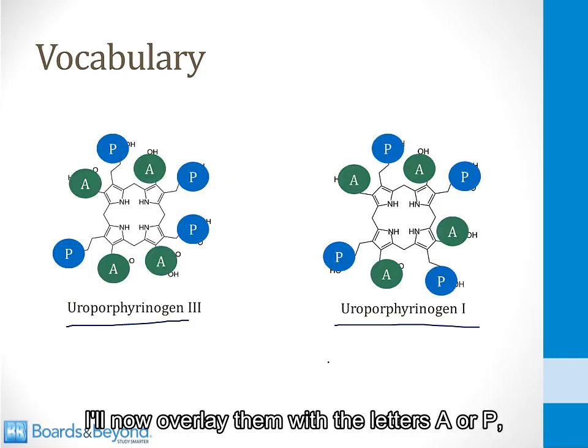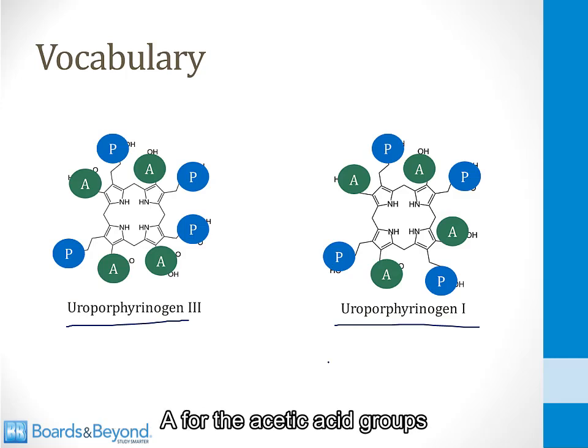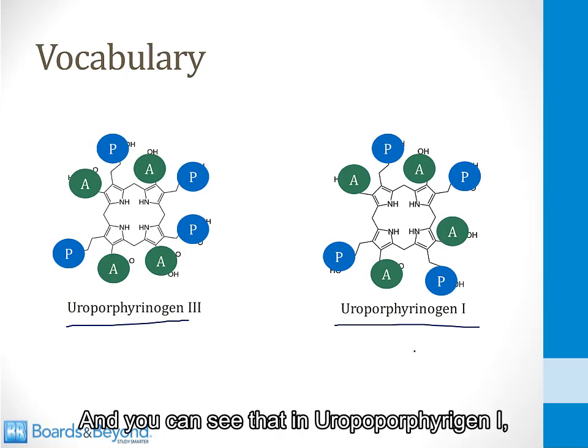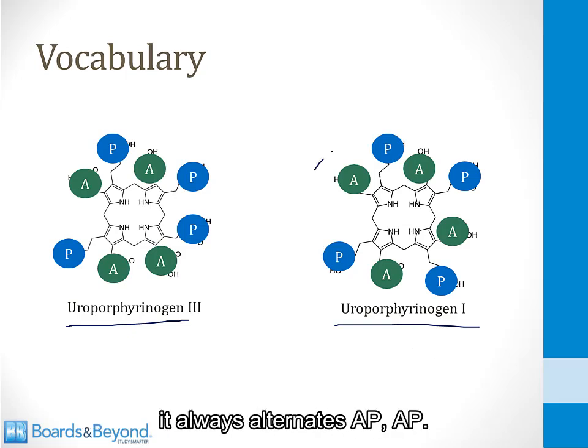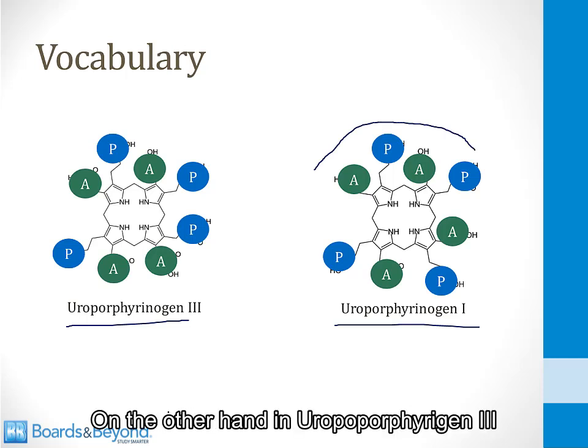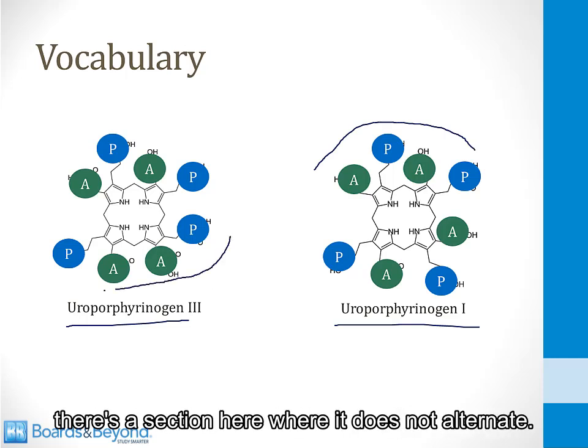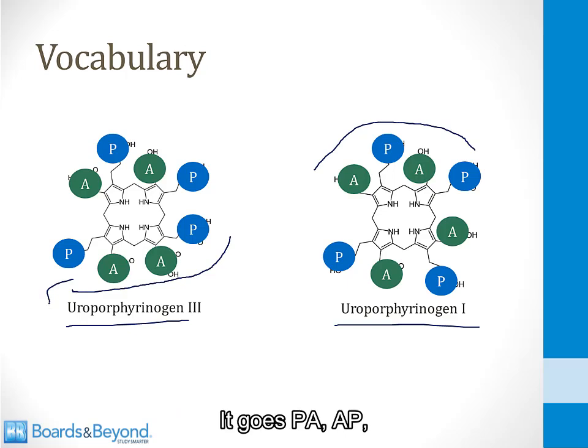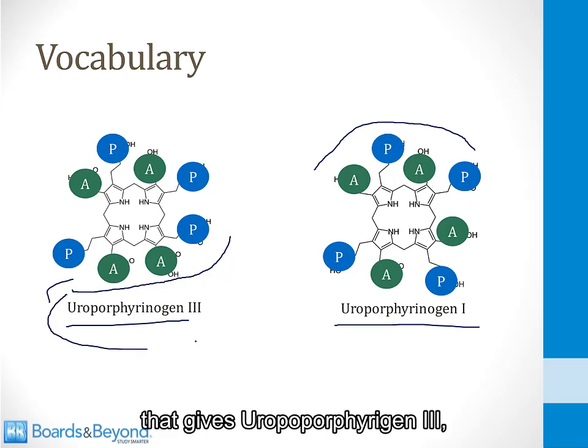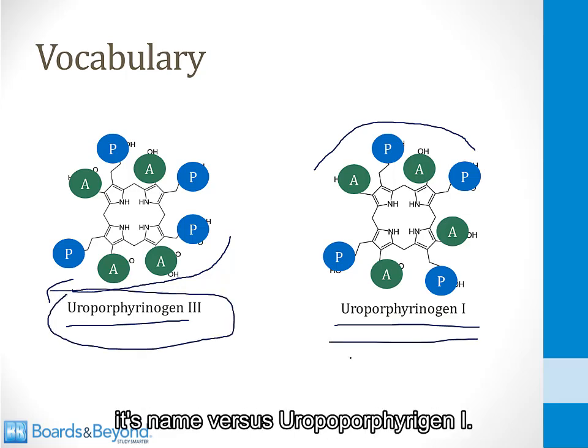I'll now overlay them with the letters A or P, A for the acetic acid groups and P for the propionic acid groups. And you can see that in uroporphyrinogen 1 it always alternates AP, AP. On the other hand, in uroporphyrinogen 3 there's a section here where it does not alternate, it goes PAAP, and that's the different structure of the carboxylic acid groups that gives uroporphyrinogen 3 its name versus uroporphyrinogen 1.